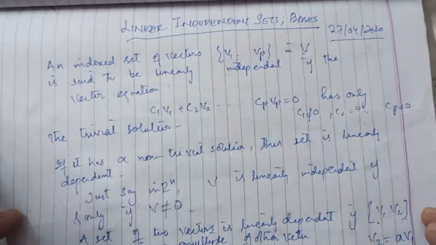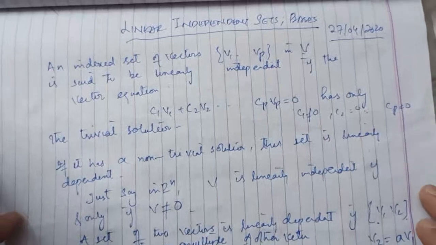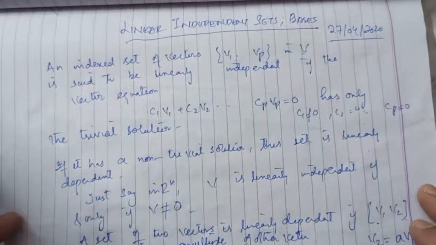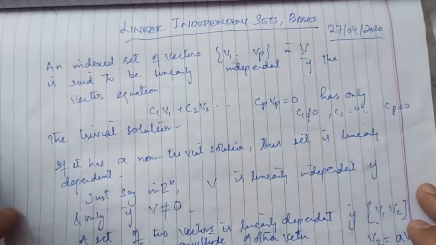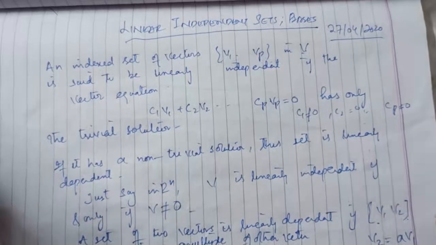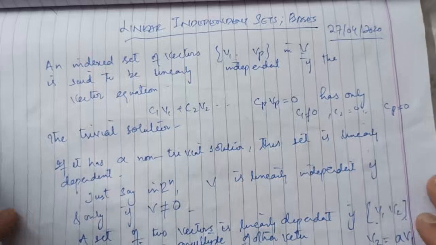Before we start the new topic in this lecture, I just want to briefly revise the topics that we studied in the last lecture, because they are very important and they need to be thoroughly understood before we start discussions over new topics, which are coordinate systems and dimension of vector space.